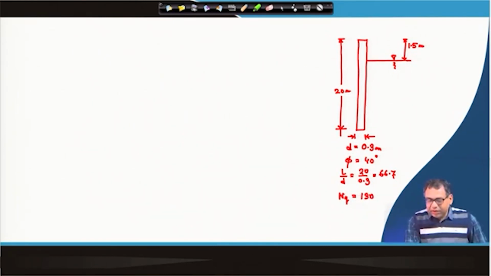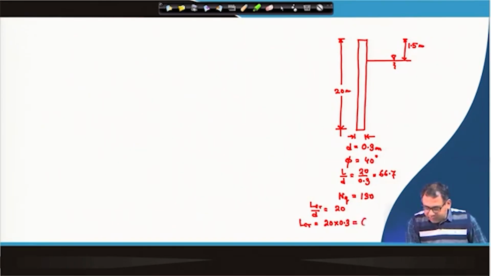So, now here it is 40 degree, which means it is a dense soil. As I mentioned, up to 40 to 41 degree it is a dense soil. So, for the dense soil L critical by D is taken as 20. So, L critical will be 20 into 0.3, that will be equal to 6 meter. So, up to 6 meter it is the critical depth of the pile. After that the effective overburden pressure will not increase or change. So, if I draw the distribution, this is up to water table, then up to the critical depth, and after that it will become uniform.